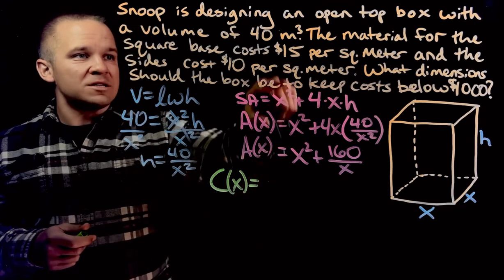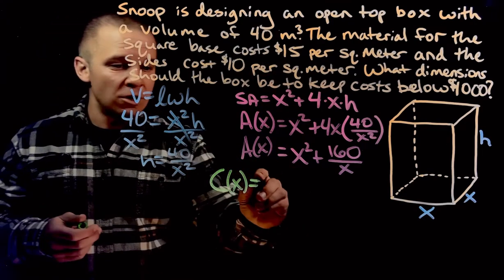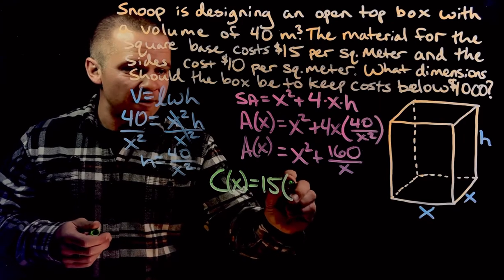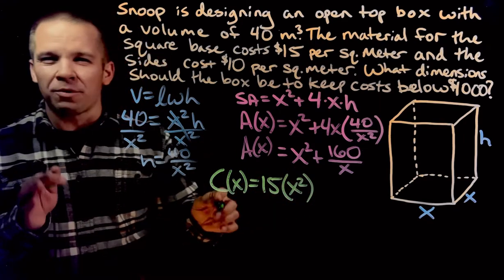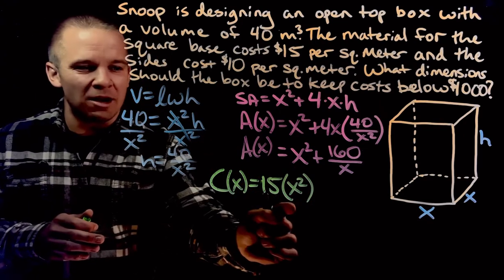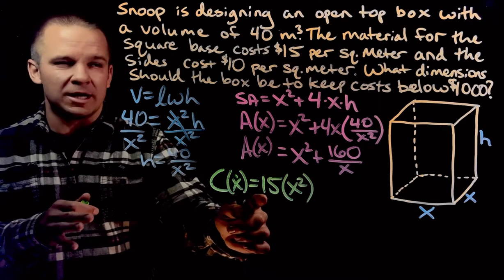Well, the base costs $15 per square meter. So I'm going to have 15, and then we'll have my X squared. I really don't need the parentheses there, but I'm going to do that to isolate what we're talking about for the area and then our cost on the outside of that.